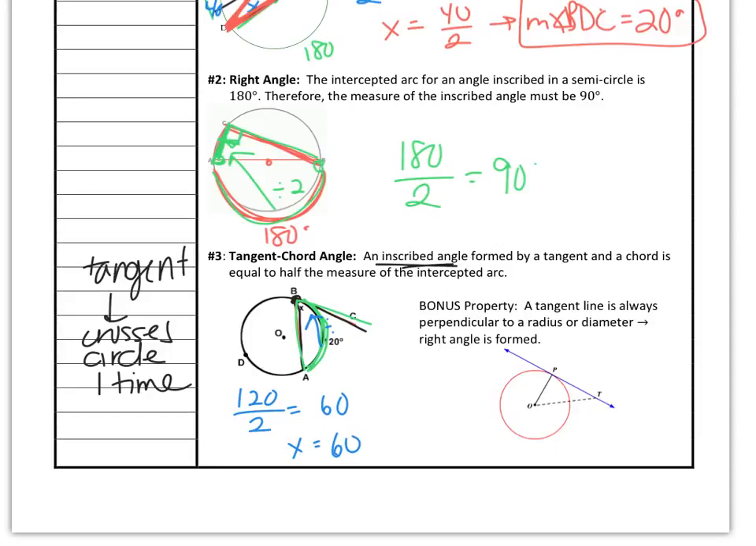The same sort of thing applies when we have a tangent that meets a radius or a diameter. So here's the tangent, here's the radius. If I want, I can extend it to make a diameter. And if I do that, you'll notice that this arc that it intercepts is 180 degrees. So therefore, to find the angle, I cut it in half, and that means that a tangent is always perpendicular to a radius or a diameter. Flip it over, we're going to see a couple more examples.